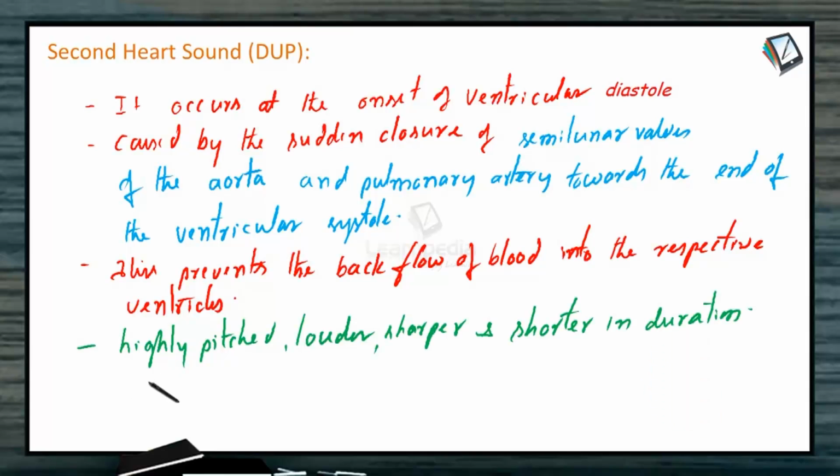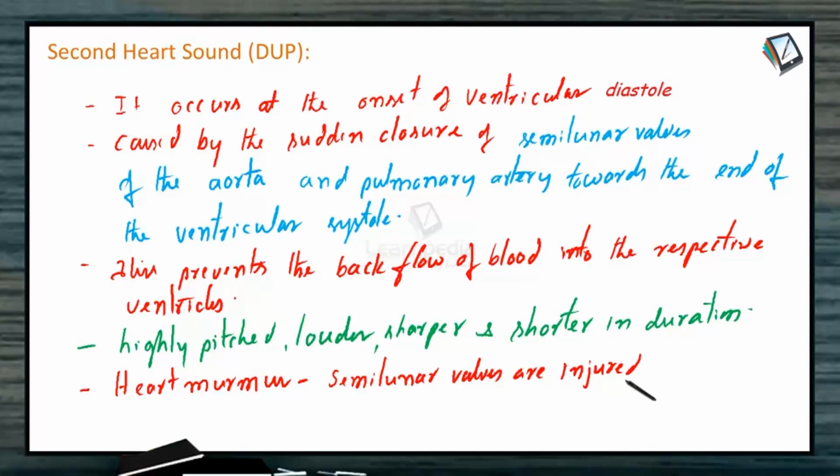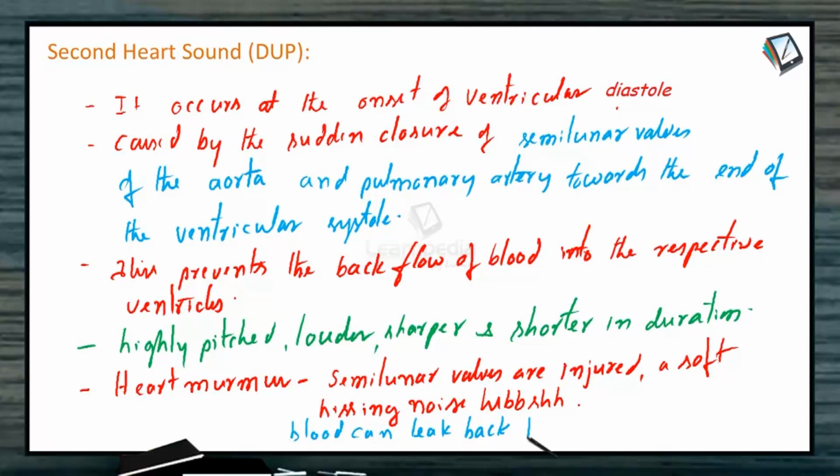What is a heart murmur? When the semilunar valves are injured, a soft hissing noise, dub sound, is heard instead of the dub sound. This is called a heart murmur. The blood can leak back from the pulmonary trunk and aorta into the ventricles.